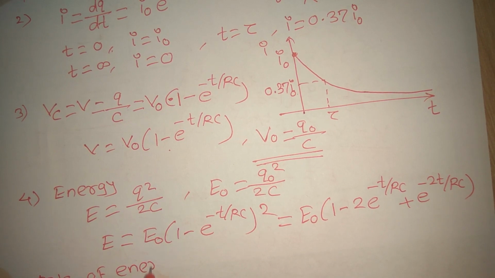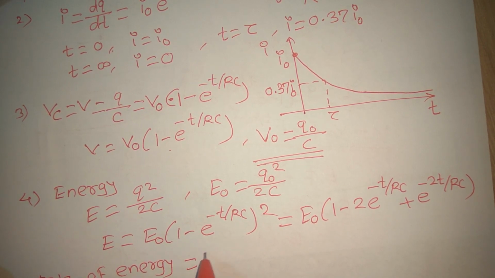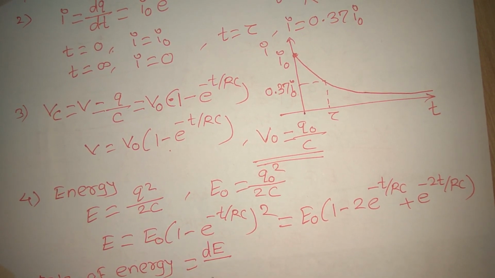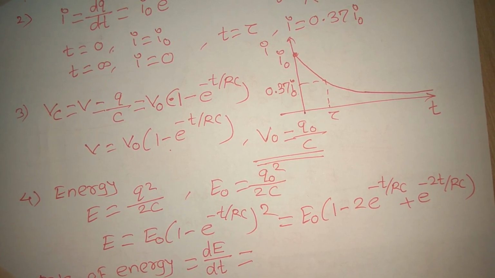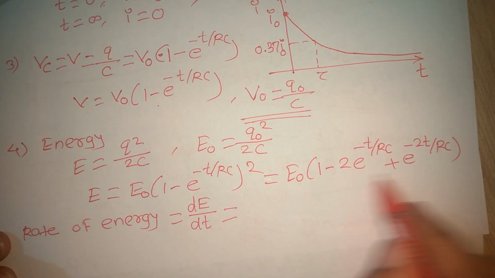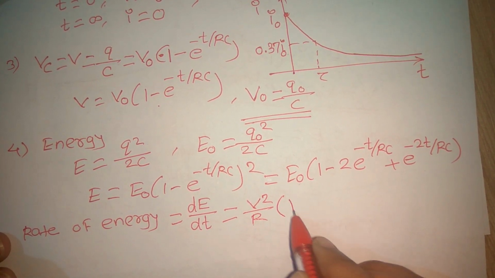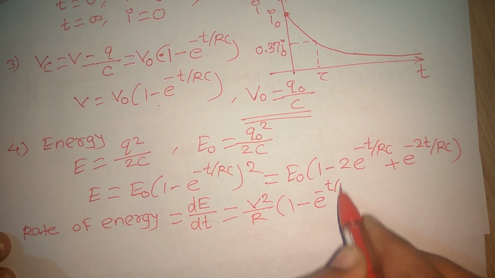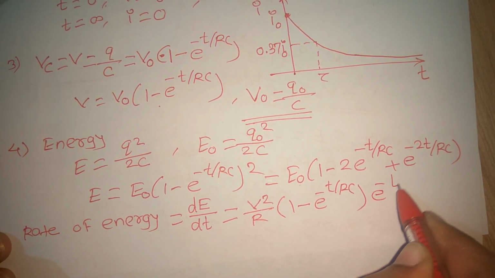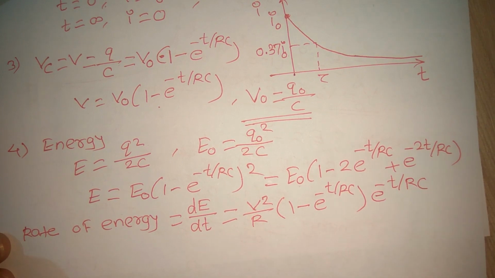Sometimes the rate of energy is also asked. What is the rate of energy? The rate of energy is nothing but the derivative of energy with respect to time t. So just differentiate this equation, or remember it is V square by R times 1 minus e power minus t by RC into e power minus t by RC, like this.